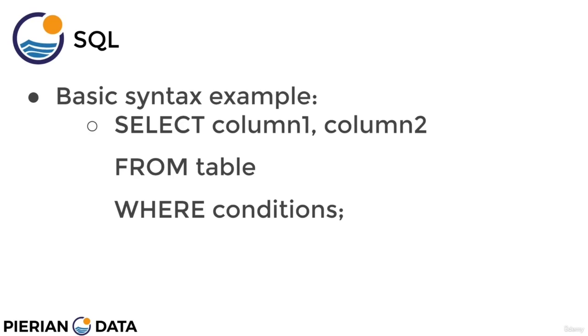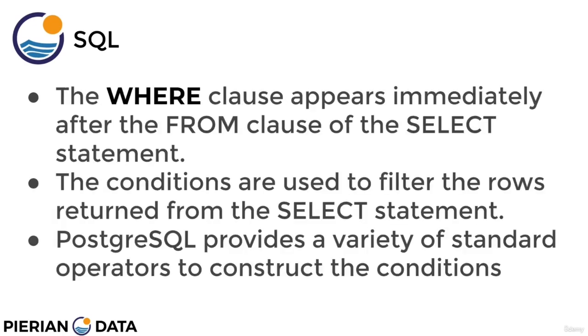So let's actually go into detail of what those conditions are like. The where clause appears immediately after the from clause of the select statement. And then the conditions are used to filter the rows returned from the select statement. PostgreSQL provides a variety of standard operators to construct those conditions. And I want to make it clear that the conditions we show here are available in any major SQL engine, so it's not just unique to PostgreSQL.